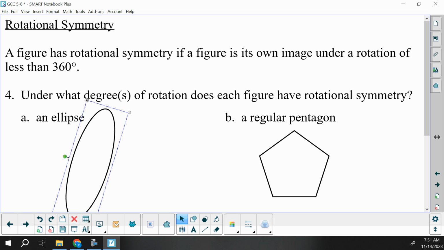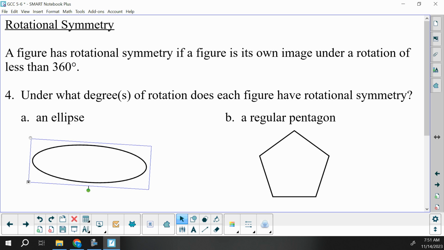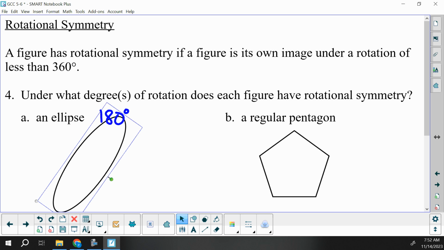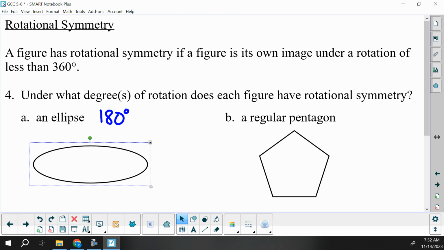So if I spin this ellipse, it is not yet looking like it originally did. Here's the first time it looks the same. So it took 2 turns, so that would mean it has 180 degrees rotational symmetry. If I keep spinning that, in relation to the original, here's 270, and then that's 360. We're back to where we started. So only 180 degrees was our rotational symmetry.